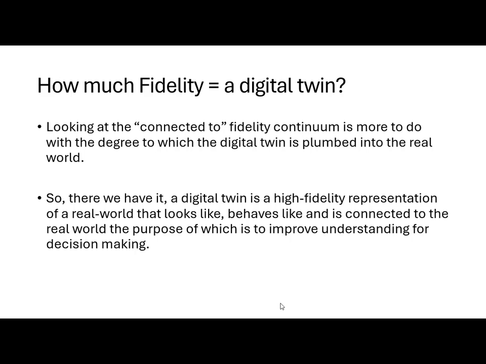So there we have it. A digital twin is a high-fidelity representation of the real world that looks like, behaves like, and is connected to the real world, the purpose of which is to improve understanding and decision making.